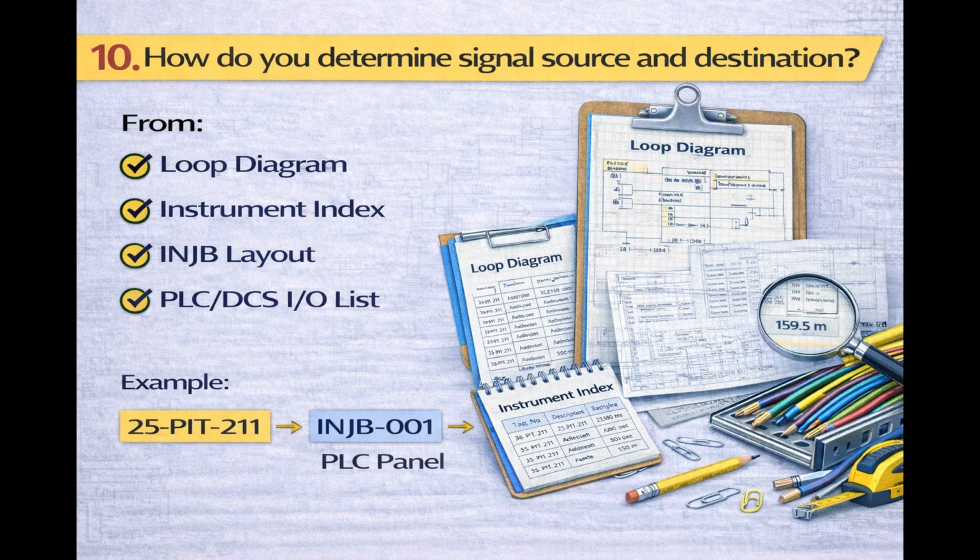How do you determine signal source and destination? From loop diagram, instrument index, INJB layout, PLC DCS IO list. Example: 25 PIT to 11 INJB001 PLC panel.